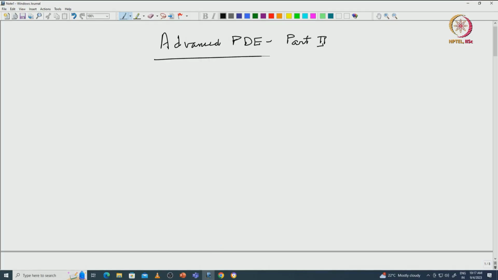Good morning, and now we will start the second part of our previous course, Advanced PDE Part 2. In Part 1 of this course, we have covered basically distribution theory and Sobolev spaces, and in Part 2 we want to use the Sobolev spaces and distributions which were studied in Part 1 to understand PDE problems. Especially we will restrict to linear partial differential equations, namely elliptic, parabolic and hyperbolic.